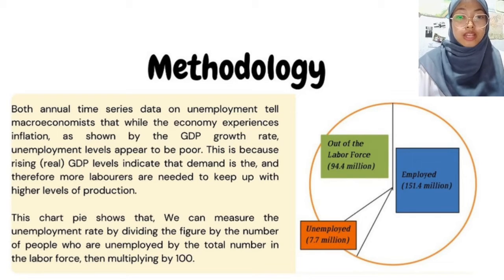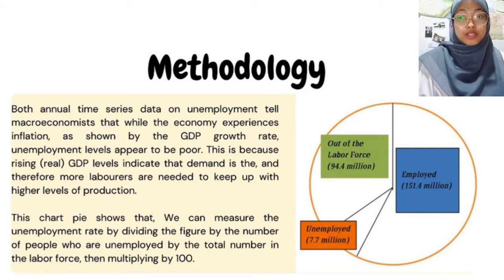Annual time series data on unemployment tell macroeconomists that while the economy experiences inflation, as shown by the GDP growth rate, the unemployment level appears to be poor. This is because a rising real GDP level indicates higher demand. Therefore, more laborers are needed to keep up with a higher level of production.